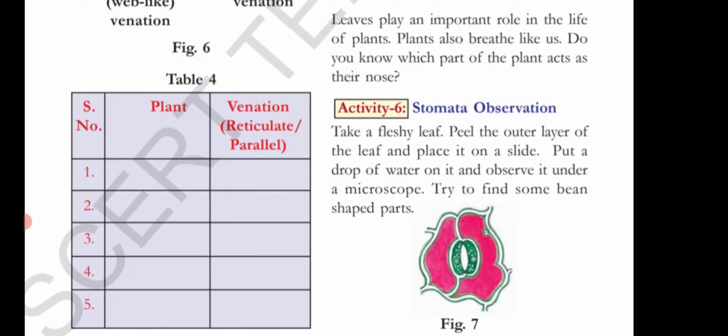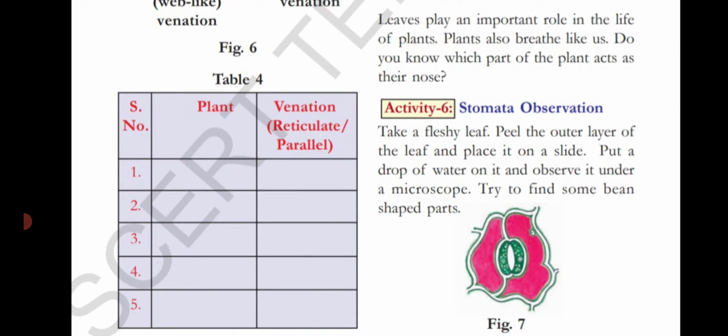Let's see. Activity 6 Stomata observation. What are these stomata? How do we observe? Where do we observe these? Let's see. Take a fleshy leaf. Peel the outer layer of the leaf and place it on a slide. Put a drop of water on it and observe it under a microscope. Try to find some bean-shaped parts.